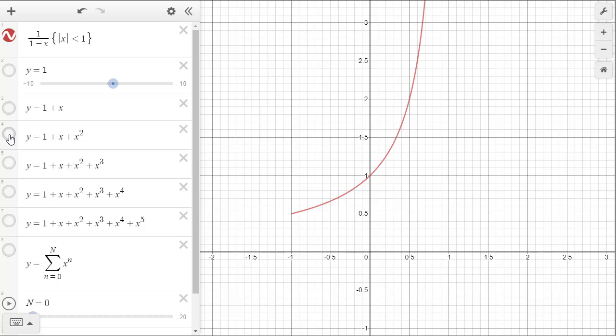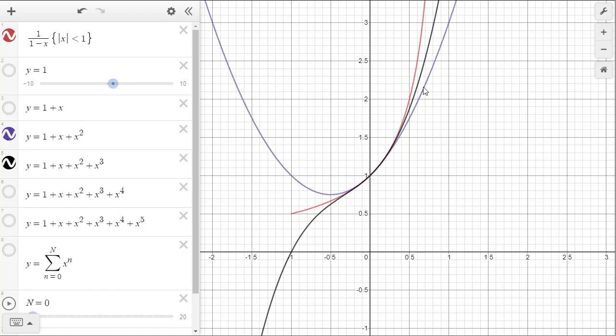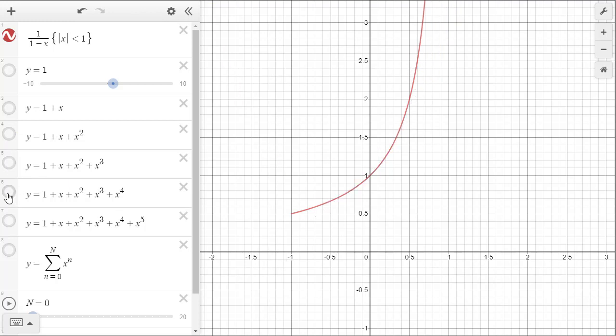If I include the quadratic term, it's getting more like the red function that I have here. If I go up to 1 plus x squared plus x cubed, turn that graph on, notice it's even closer. Compare those two, see how far away the purple was compared to the black. The black is getting even closer. If I turn both of those off and go up to the 4th degree, it's even closer. For the 5th degree, I got tired of typing in every single term, so I wrote a summation.